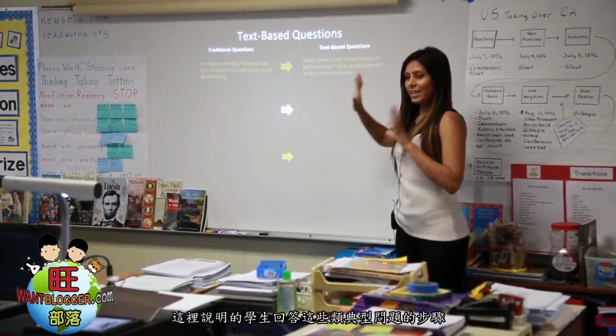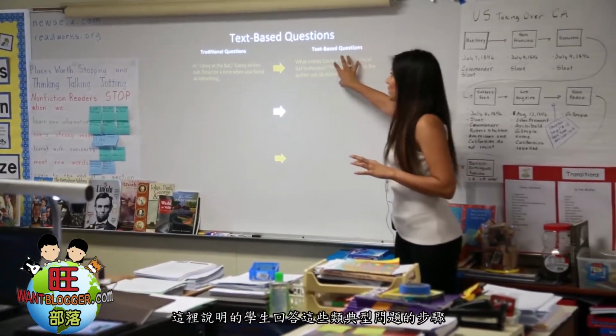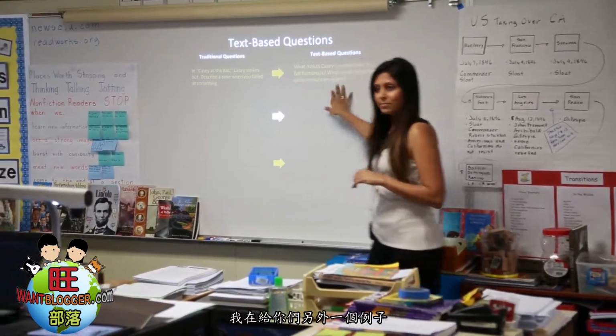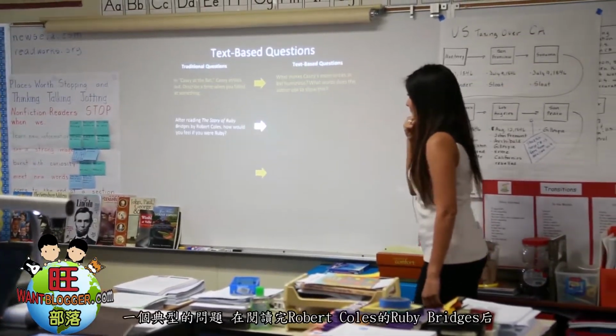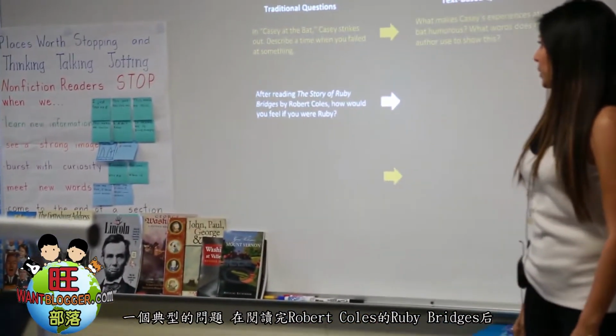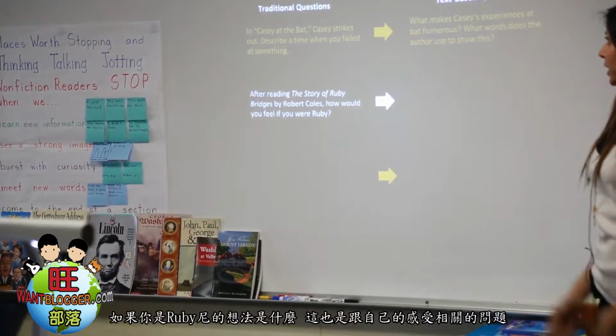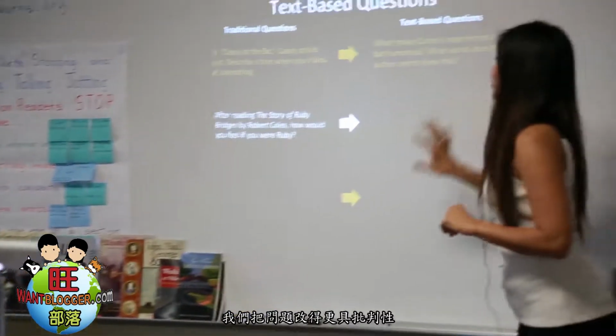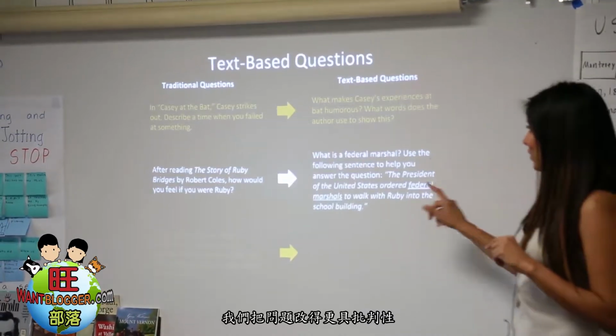So it kind of displays the amount of work that goes into this type of question versus this type of question. I'm going to give you another sample. A traditional question: after reading the story of Ruby Bridges by Robert Coles, how would you feel if you were Ruby? Again, a text-to-self connection, very important. We're shifting to a little bit more critical thinking too.